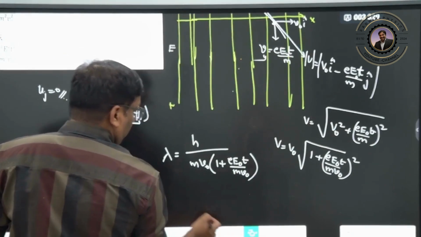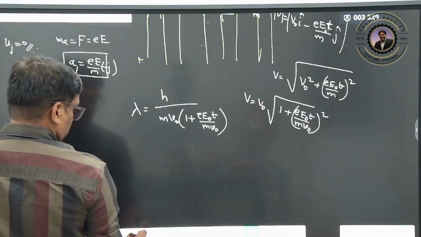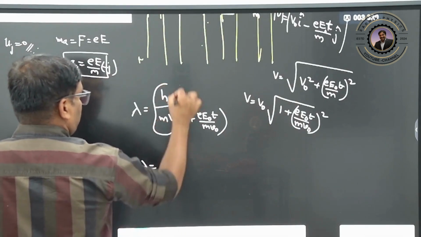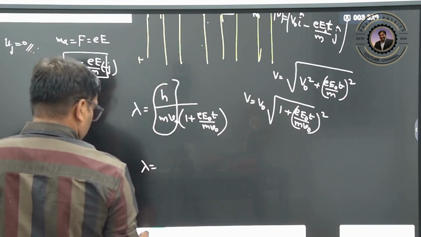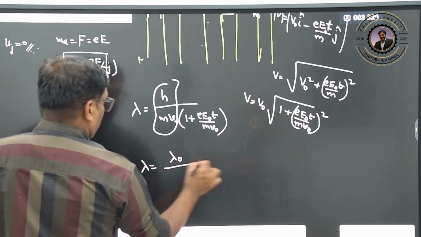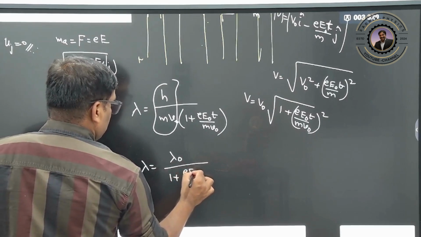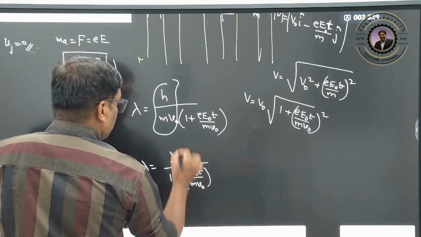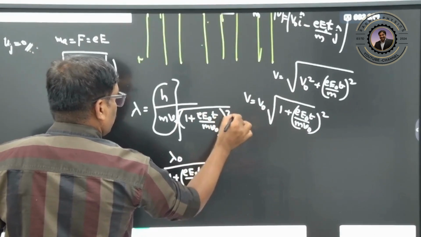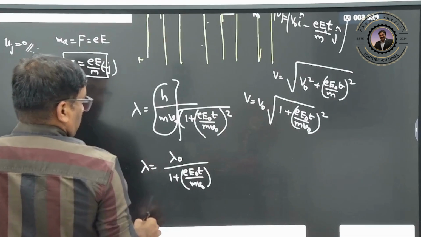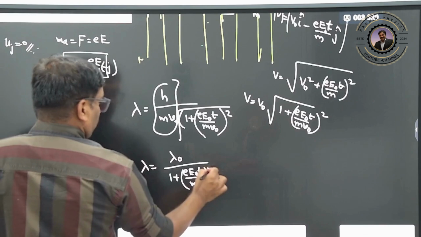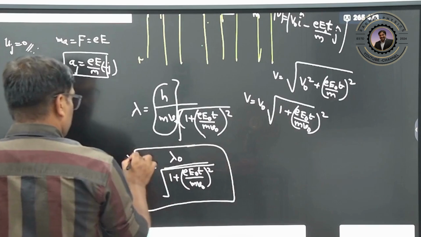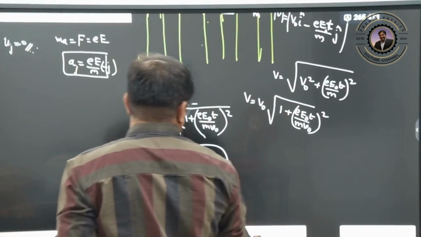So therefore what can you write now? It will be equal to H by M V naught. So therefore lambda naught by root of 1 plus E naught into T by M V naught, whole square. Therefore here whole square, it is a root. This is your de Broglie wavelength.